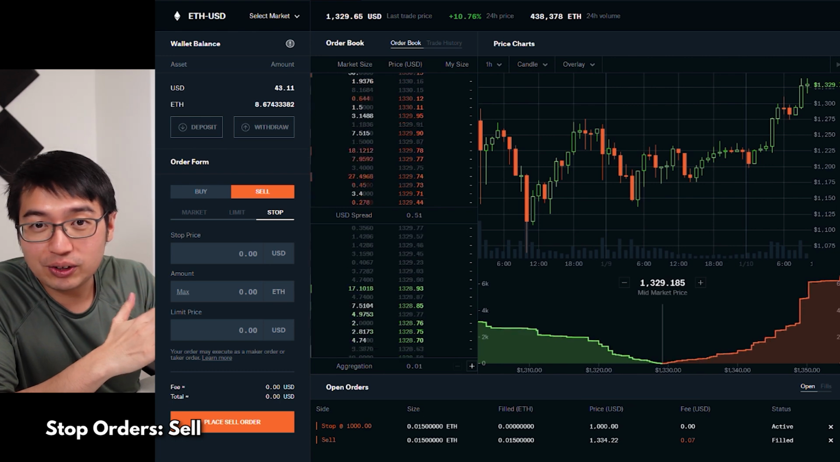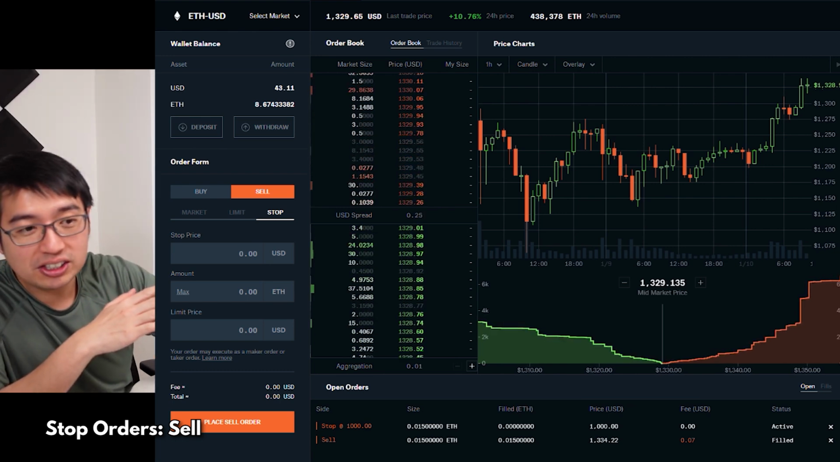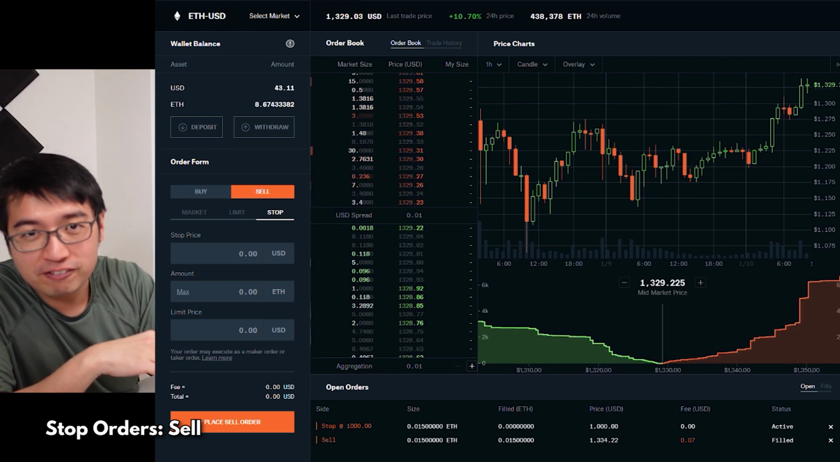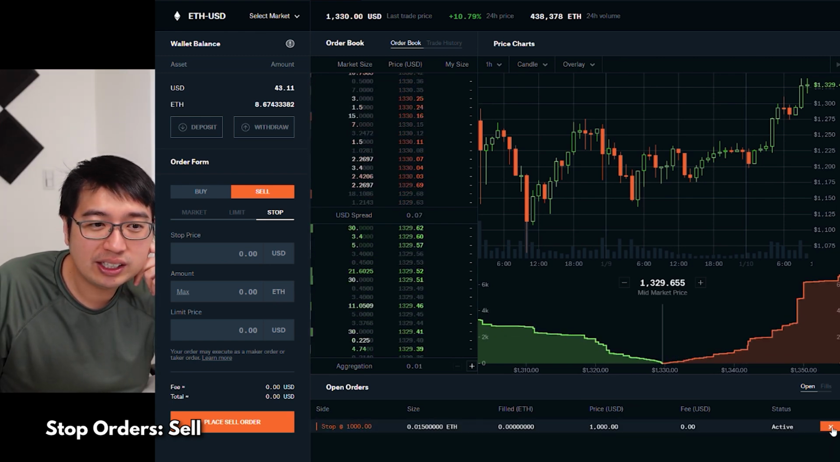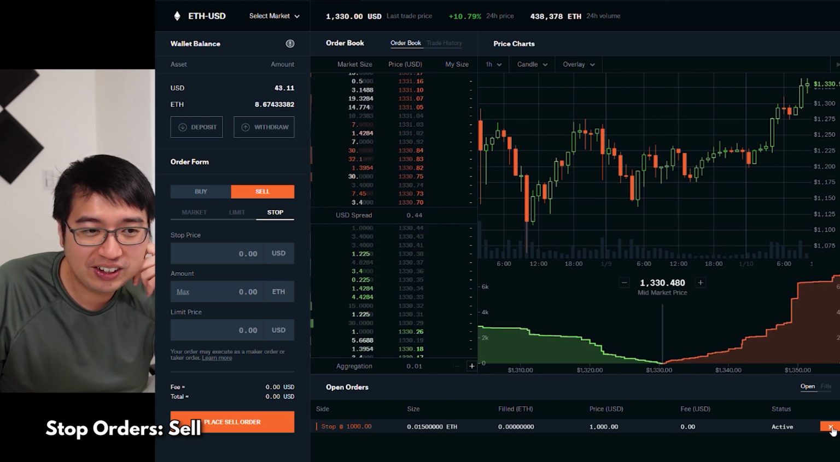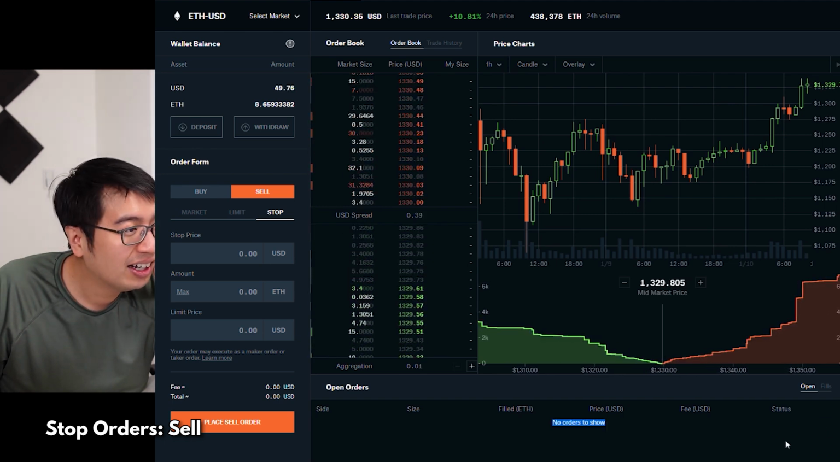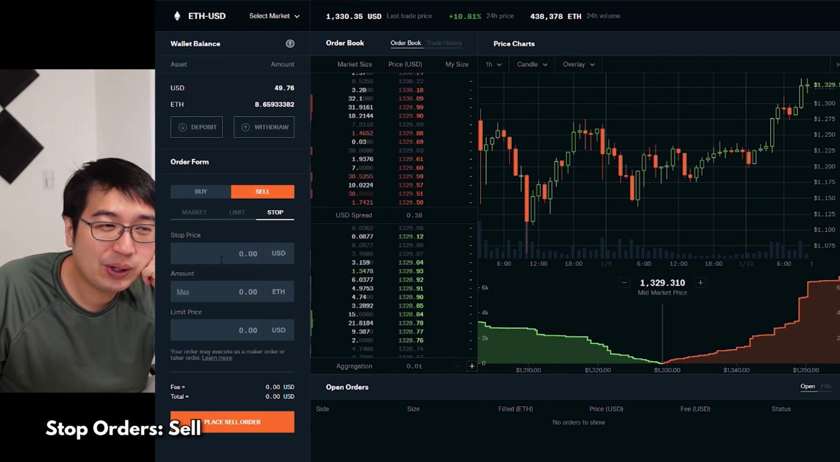Now let's say Ethereum never goes back to $1,000. This order is just going to stay open forever. So I'm going to cancel it by hitting the X button here on the right. And that's how it works.